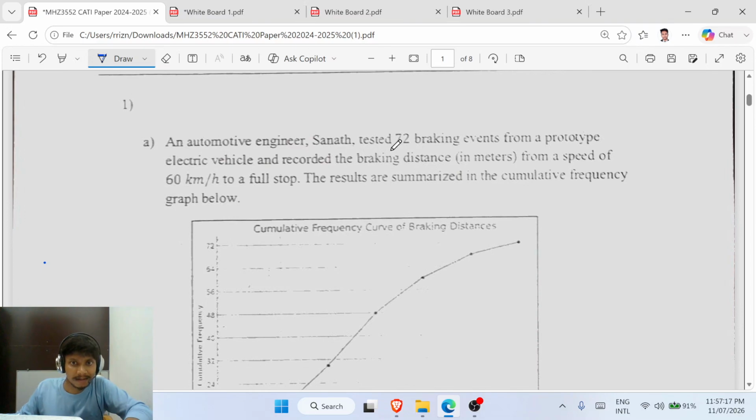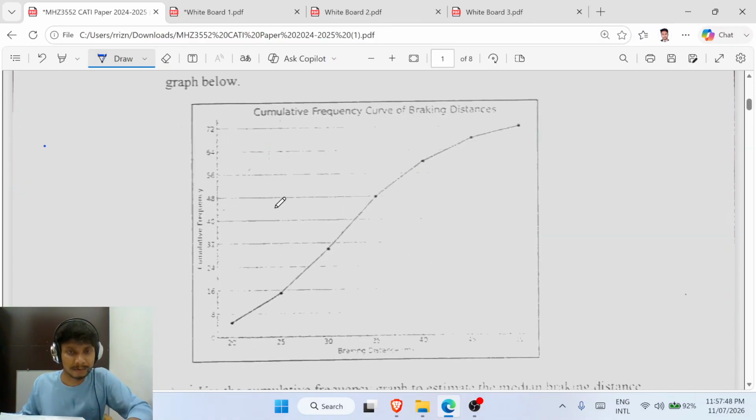An automotive engineer, Sanet, tested 72 braking events from a prototype electric vehicle and recorded the braking distance in meters from a speed of 60 km per hour to a full stop. The results are summarized in the cumulative frequency graph below. This is the cumulative frequency curve of braking distances.